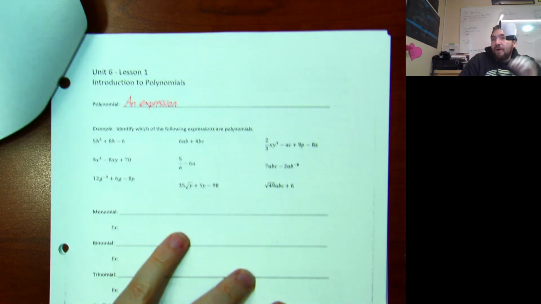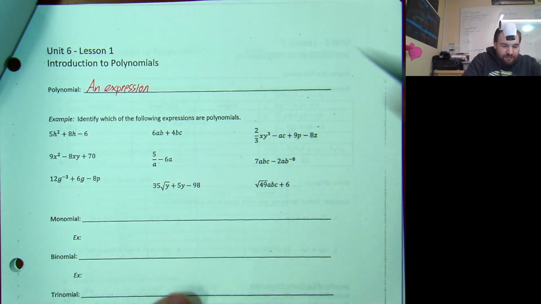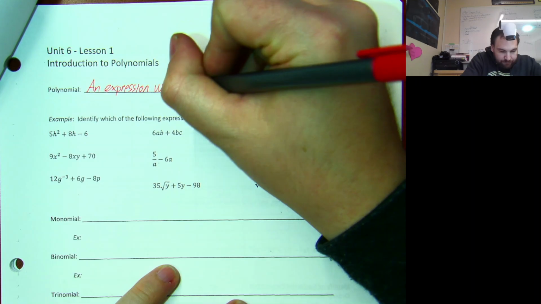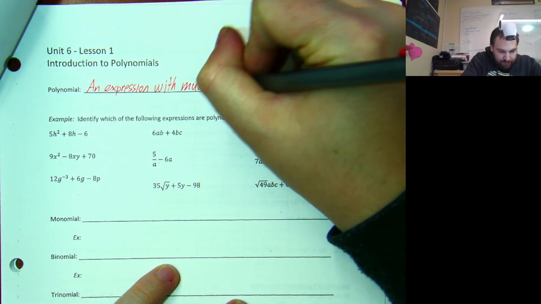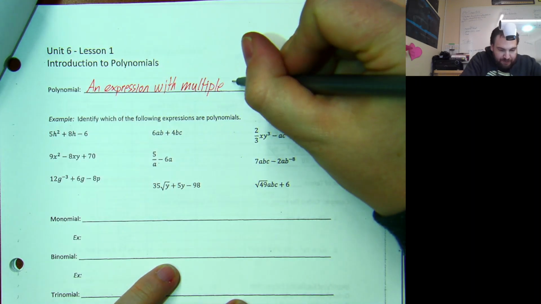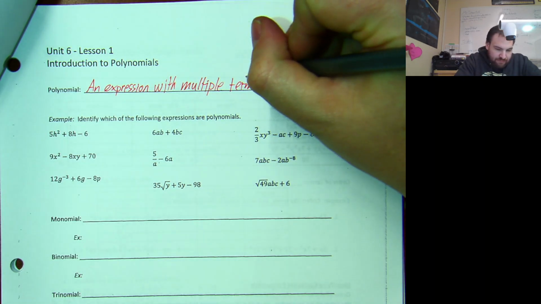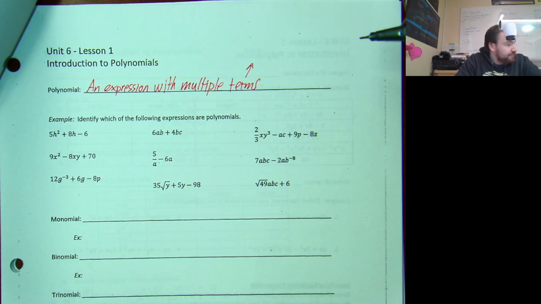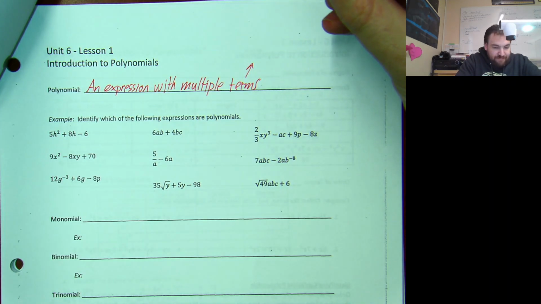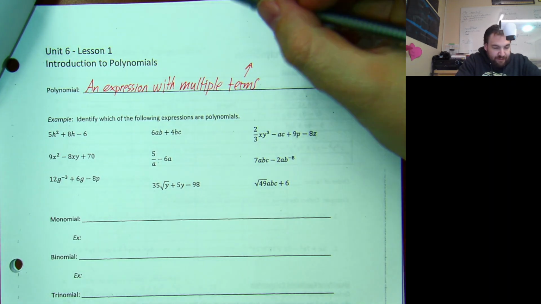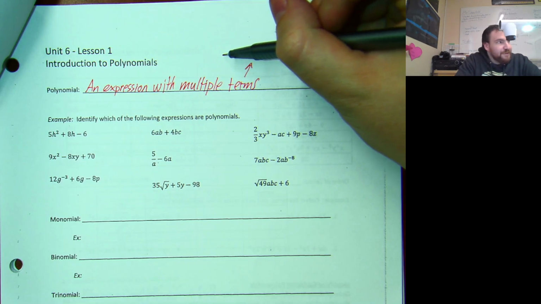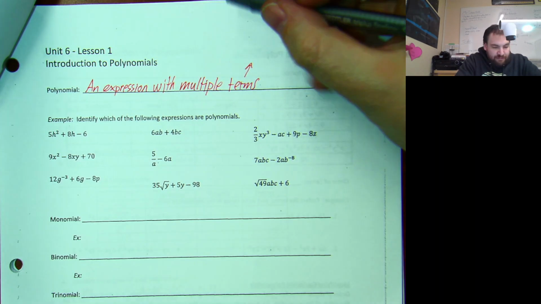I'm hearing you talk about multiple terms. It's an expression with multiple terms. What's a term? So these are, with the numbers and the variables, what's the number out in front of a variable?